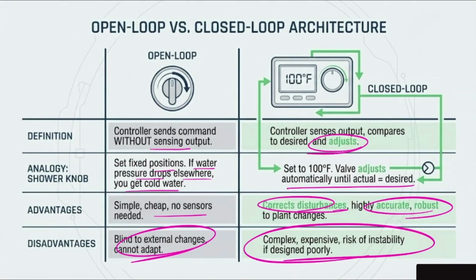Open loop means that, for example, when you go to the shower and you increase or decrease the valve in order to reach the temperature that you want, it's just an open loop, right? Because the controller sends the command without sensing an output. So yes, if you connect yourself to the system, you would be closed loop. But imagine that the valve is just by itself. That is completely open loop because it doesn't have any sense from the output side.